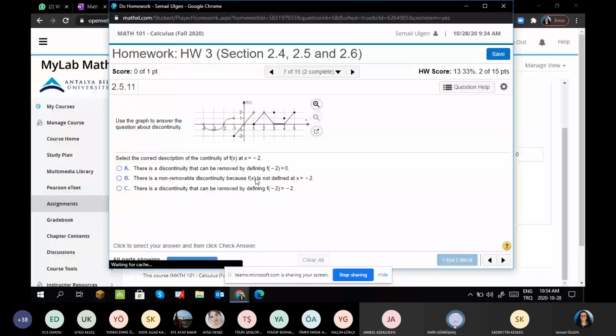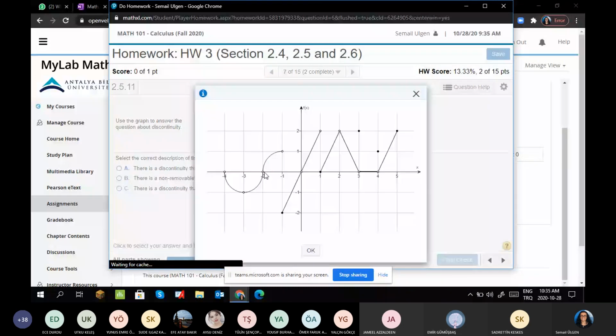Okay, probably you didn't study these parts, that's why you cannot answer. This is the correct one. Why? Because at -2, the limit is 0. If you define the value of the function as 0 at -2, then the function becomes continuous. You don't have any gaps here if you do that.